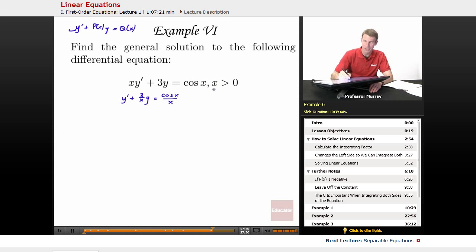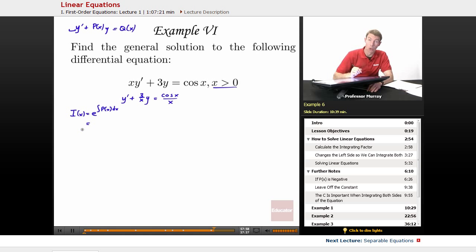Now that's why we were given the condition x is positive. It allows me to divide by x. I don't have to worry about dividing by 0 there. That's really all we use that condition for. So now I'm going to use my integrating factor strategy for differential equations, for linear equations. My I of x is equal to e to the integral of p of x dx.